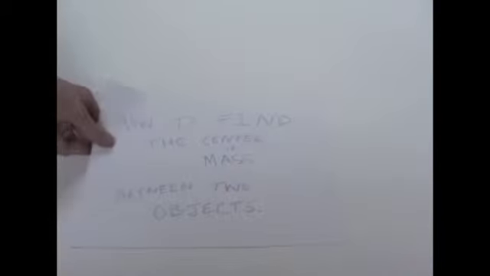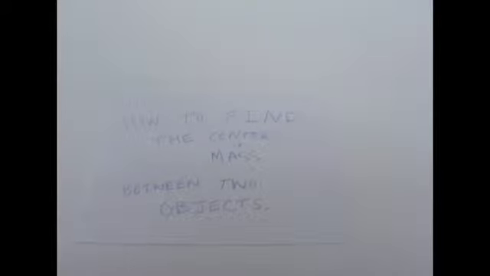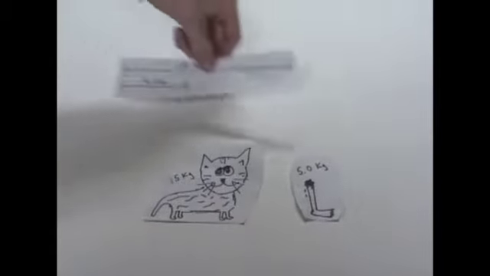Define the center of mass between two objects. The first thing you have to do is obtain a reference point and determine the distance each object is from the reference point. Then you must find the mass of each object.